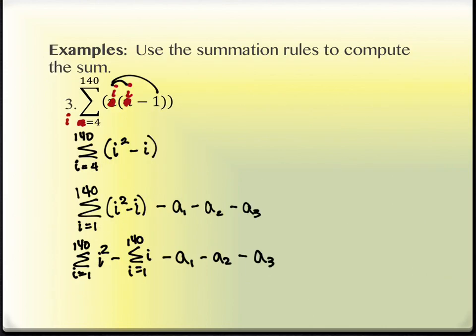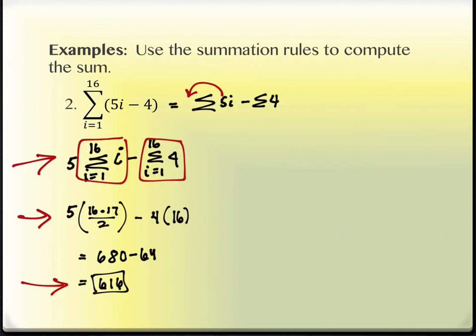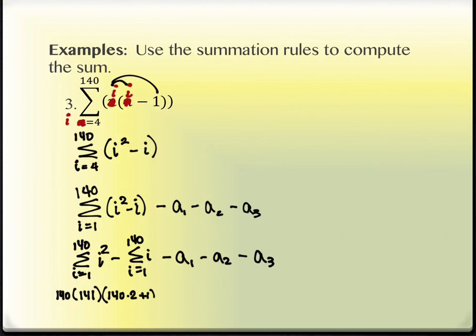So I'm going to have 140 times 141. And then I need 140 times 2, plus 1. So it looks like that, and all of that is divided by 6. That's the I squared term.